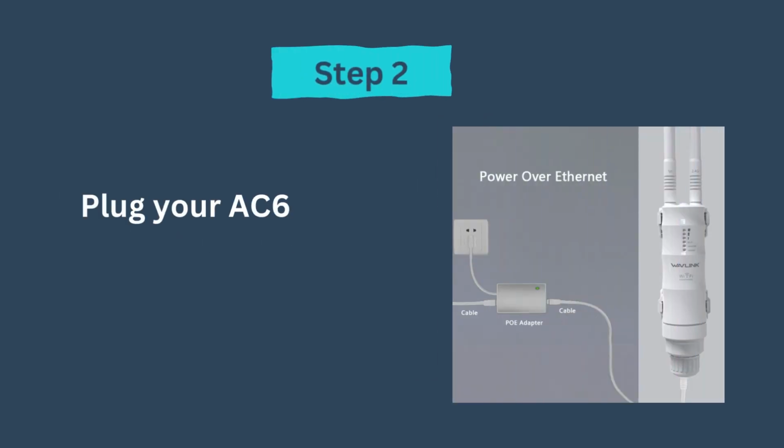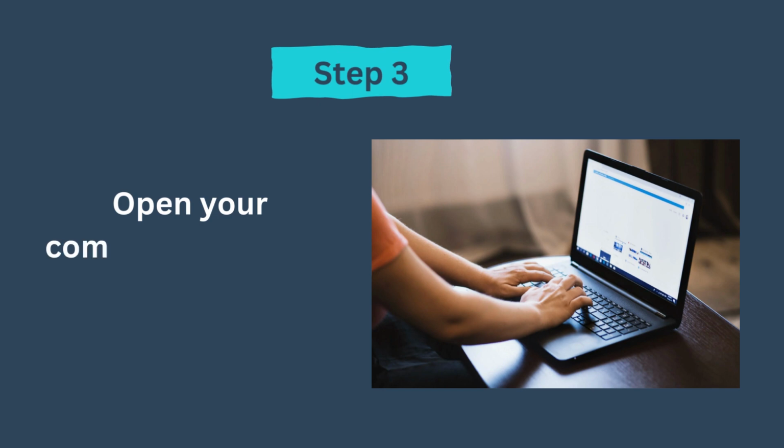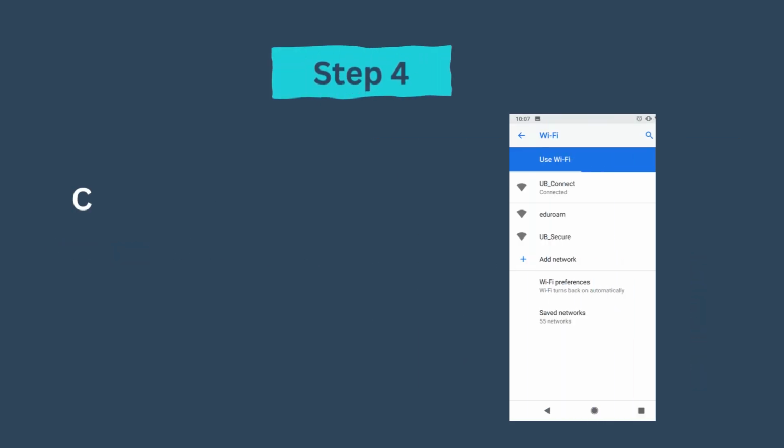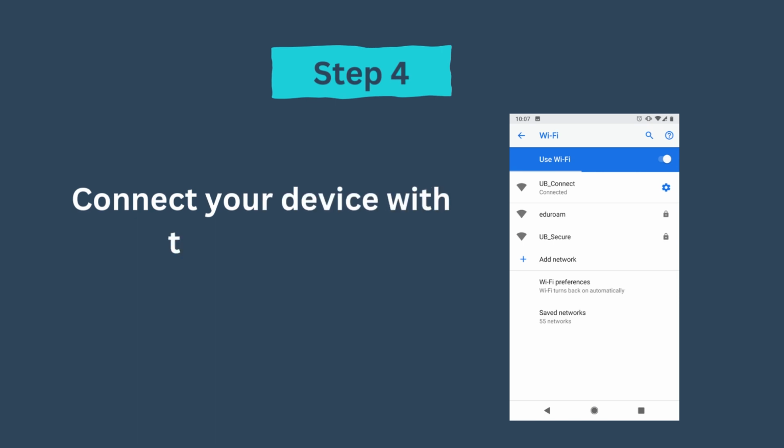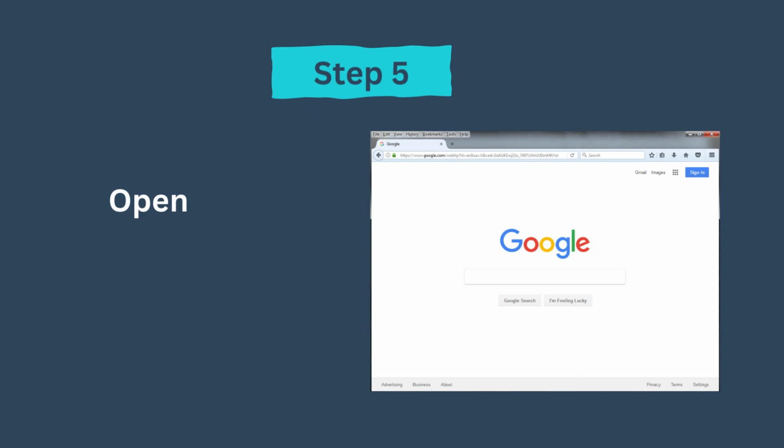Step 2. Plug your AC600 in the power outlet. Step 3. Open your computer or laptop. Step 4. Connect your device with the internet. Step 5. Open any web browser.